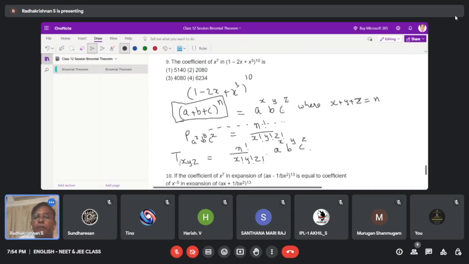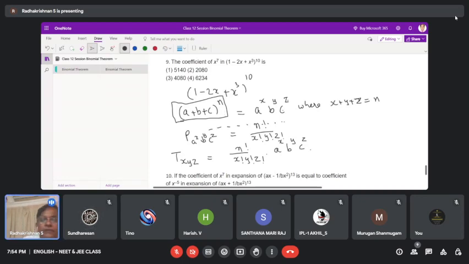Now let us see what they have asked. So here, 1 minus 2x plus x cube. Has everyone understood so far? Did you have any doubt about this expansion t x y z? Sir, t x y z is not a term, sir.